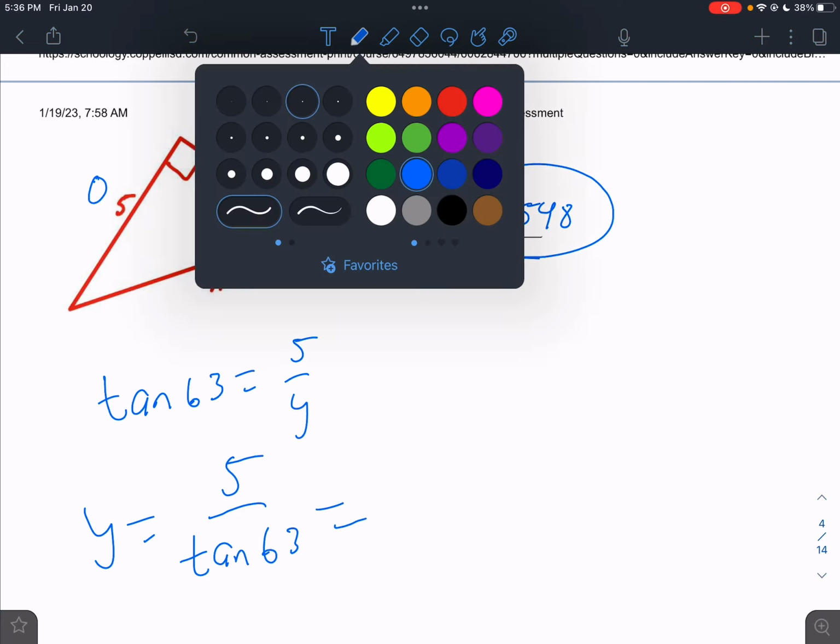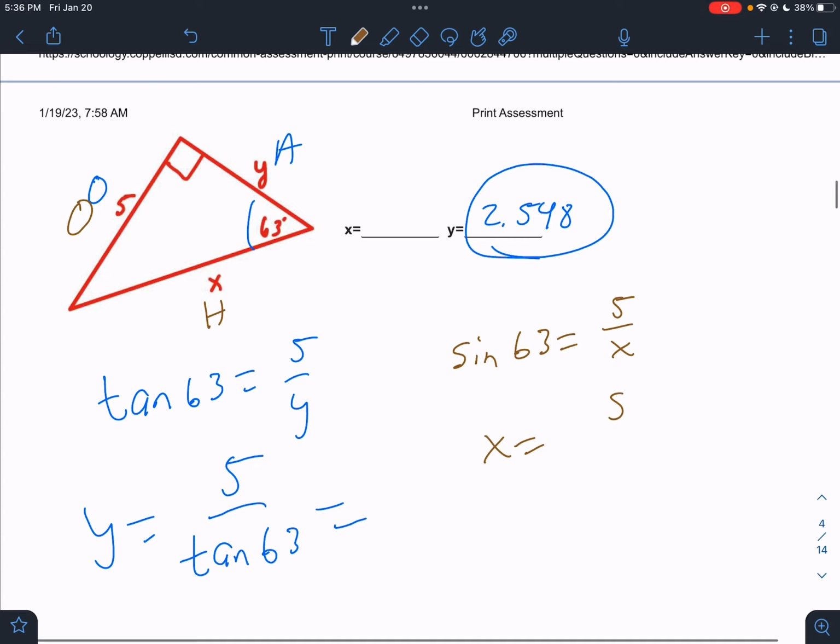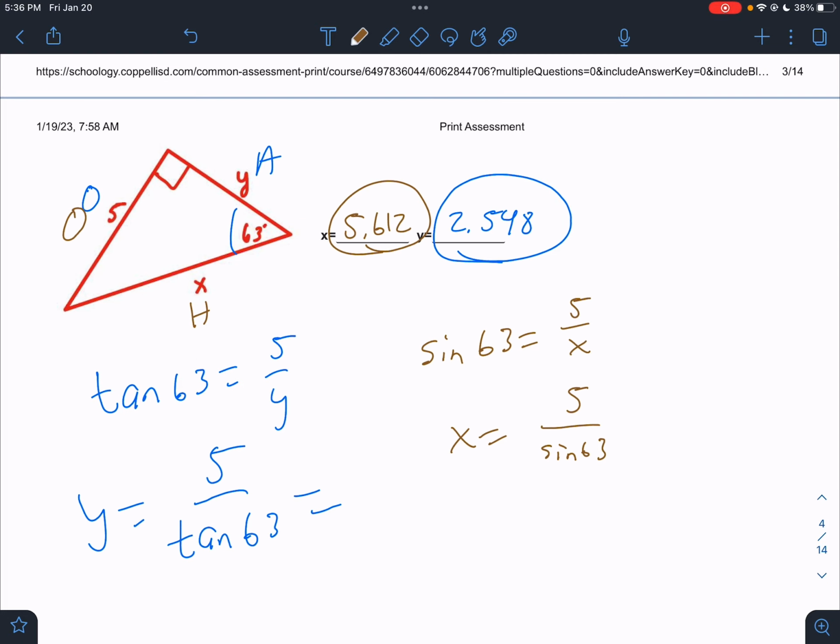And then the x value, we'll change the color here. For x, we would still use the 5. That's the whole number. That's still opposite. That's hypotenuse. So that would be the sine of 63 equals opposite over hypotenuse. It's down low, so they switch places. So we got 5 over the sine of 63, and I get 5.612. There's our work, there's our answer.